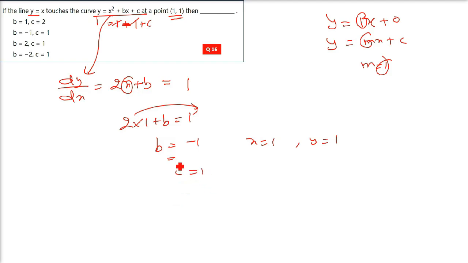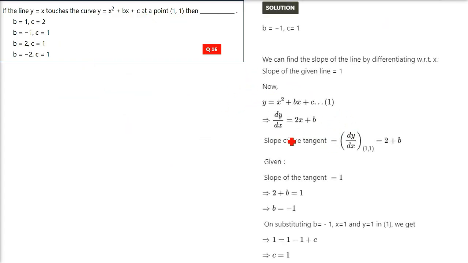So b is negative 1, c is equal to 1. So the whole answer is this one. b equals to minus 1, c equals to 1. So this is how you're going to go about it, b and c. This is the solution for you.